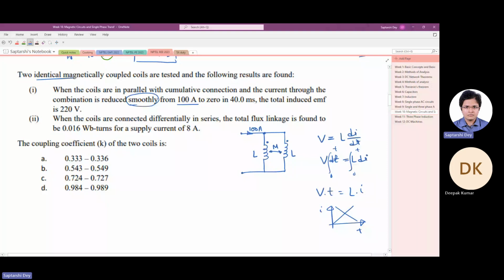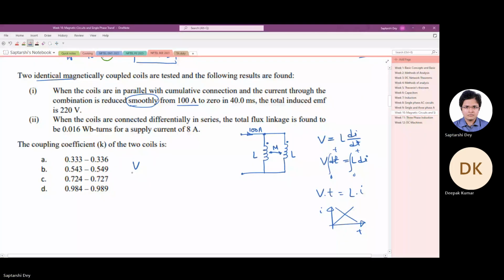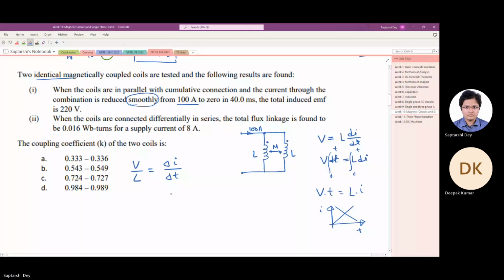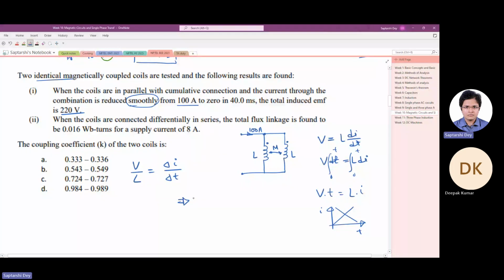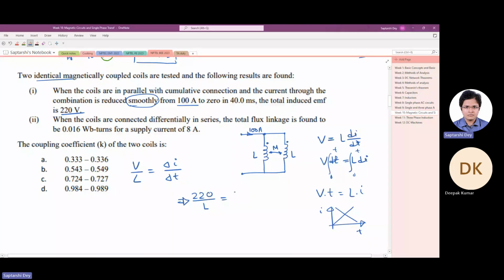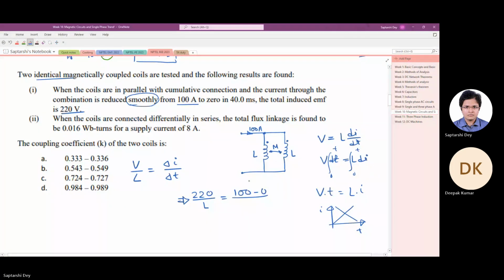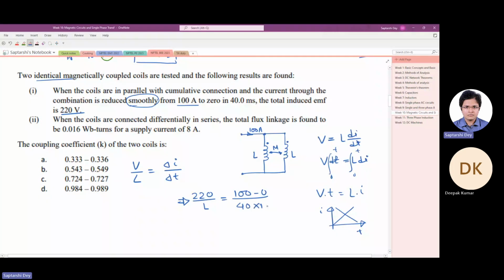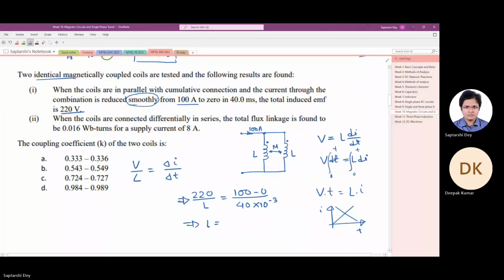So what we have is V by L, since it is linear, equals delta I by delta t. So what we can write is V, and the induced voltage is 220 volts. So 220 by L is equal to delta I, which is 100 minus 0, in 40 millisecond. Now if you solve this for L, the value of L that you will get is 0.088 Henry.